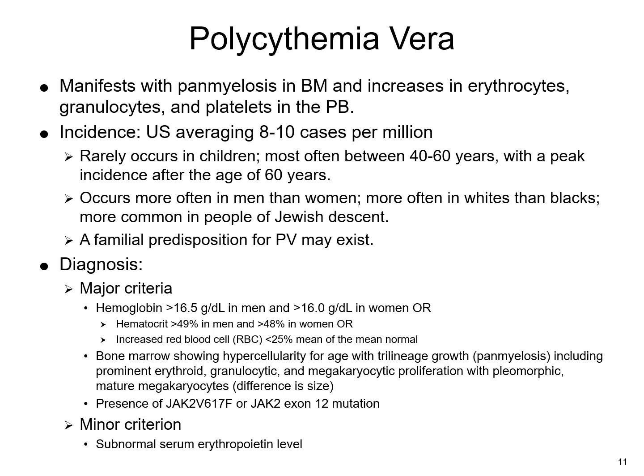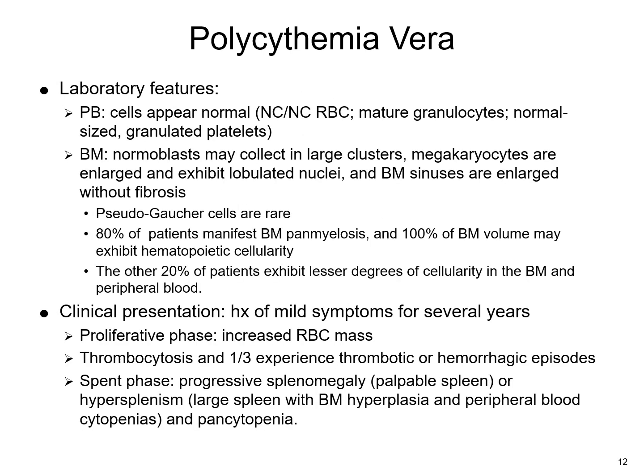You can have pleomorphic mature megakaryocytes, so there is a differentiation in the size of those cells. And you also are looking for the presence of the JAK2 mutation, and there are a couple of different ones that can be present. So looking for that JAK2 mutation is going to be critical in this diagnosis. The minor criteria will be subnormal serum EPO. Because that red blood cell lineage is affected, you're going to see that EPO affected as well.